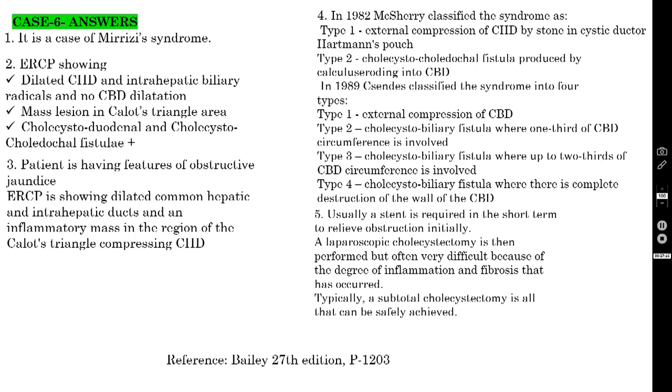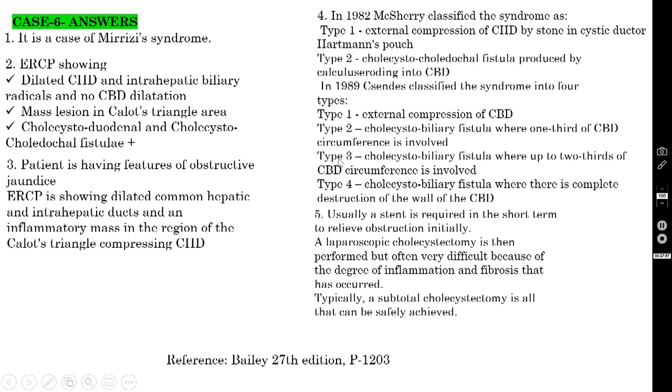Type 1 is external compression of the common hepatic duct by a stone in the cystic duct or the Hartmann's pouch. Type 2, usually there is formation of a cholecystocholedochal fistula produced by the calculus eroding into the CBD. This is one classification. In 1989, Csendes came out with another classification where type 1 is the same, the external compression of the CBD by the gallstone stuck in the Hartmann's pouch, but type 2 is cholecystobiliary fistula, where one third of the CBD circumference is involved.